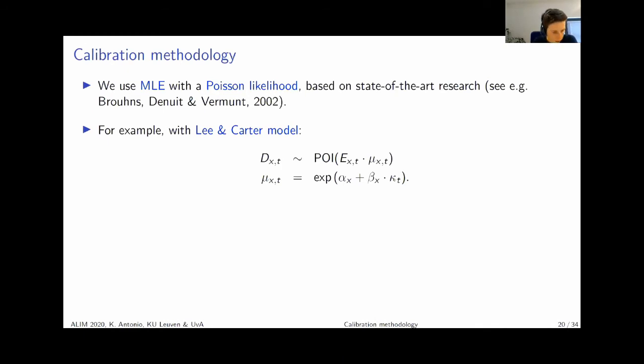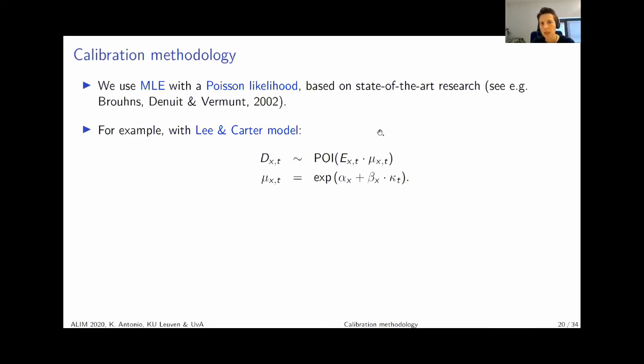So let's go on now with the calibration methodology, right? Because that's something we haven't explained yet. What we're going to do is use maximum likelihood estimation. We're going to use our Poisson likelihood. The reason why we do that is because we are aware of this connection between the Poisson likelihood and the survival likelihood that we derived earlier on in the course. So we're going to go for this Poisson approach, right?